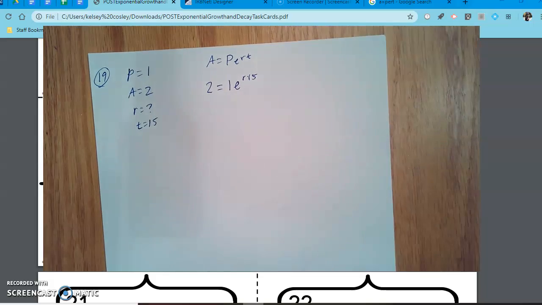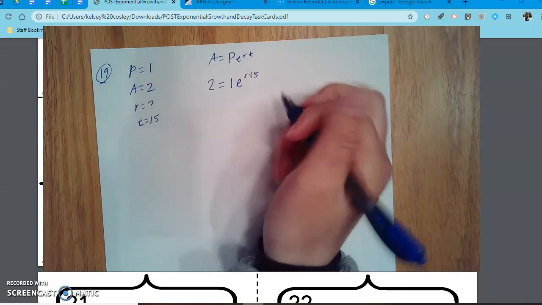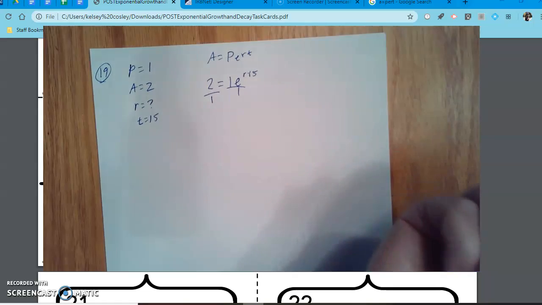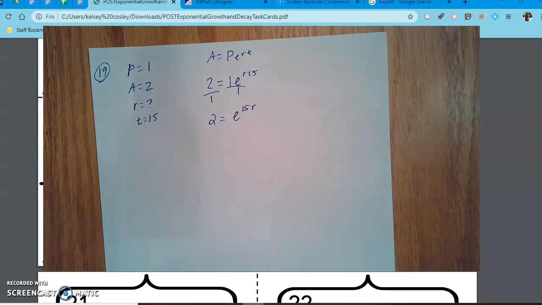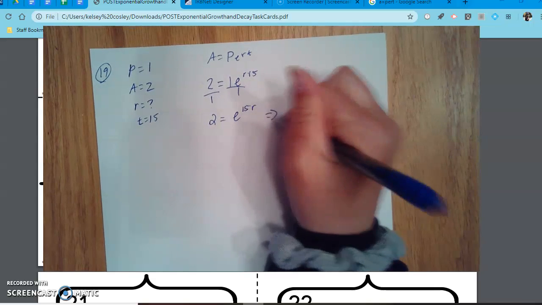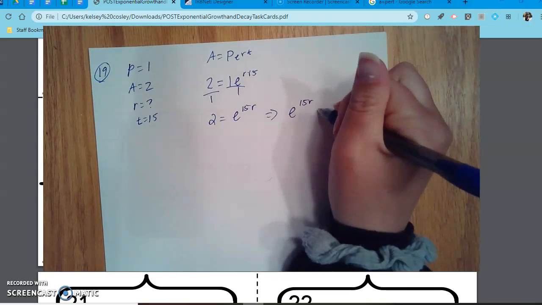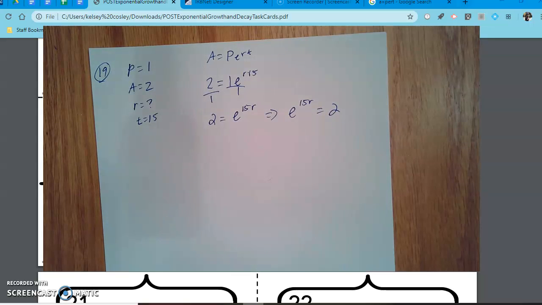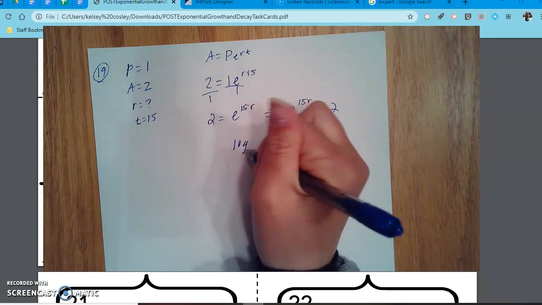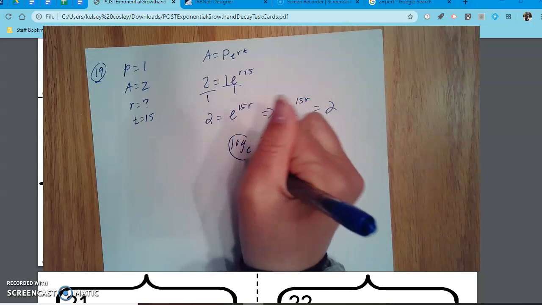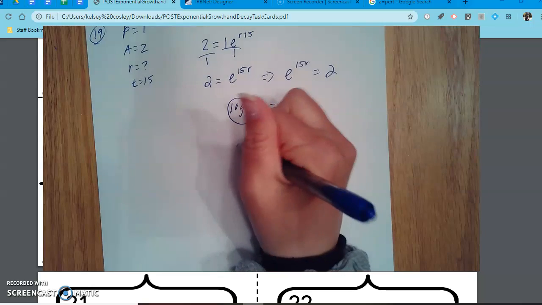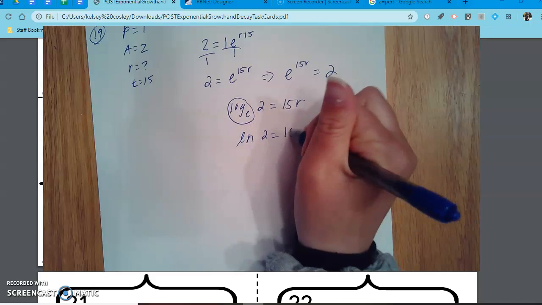Pretend that looks beautiful, because it's not. Technically, I would divide both sides by 1 as a habit. I'm going to get 2 is equal to e to the 15r. Once again, if that bugs you, you can do e to the 15r on the left and your 2 on the right. I'm going to rewrite this. I'm going to have log base e of 2 is equal to 15r. We know my log base e is the same thing as natural log.